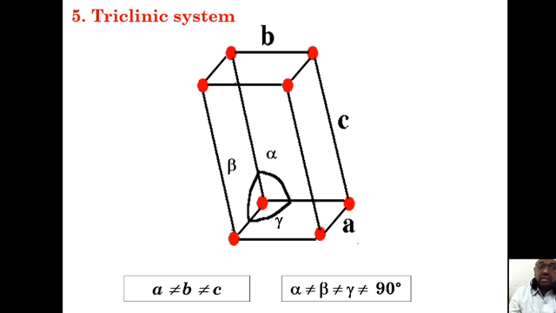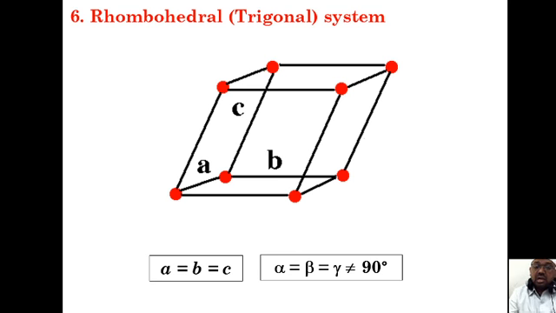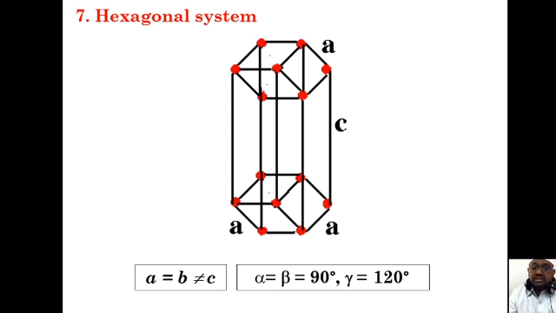If this condition is satisfied, we call such a crystal system a triclinic crystal system. And for the trigonal crystal system, given these lattice parameters, if this is the case, then it comes under the category of rhombohedral, or we call such a system trigonal. Now hexagonal: if this is the case, a is equal to b, b not equal to c, alpha and beta are equal to 90 degrees and gamma is equal to 120 degrees. If this condition is satisfied, we can say that it belongs to the hexagonal system.